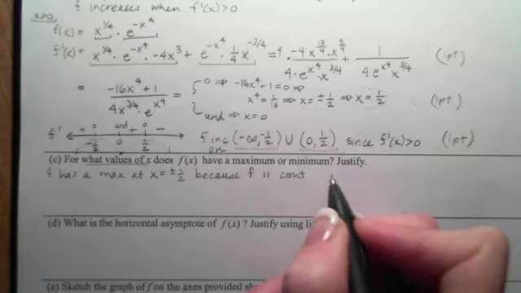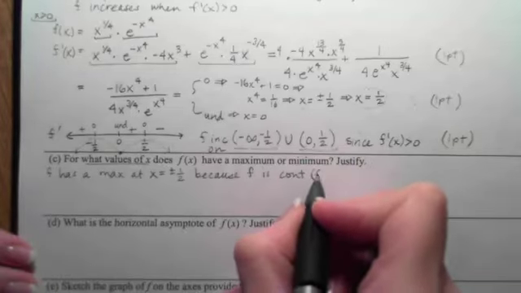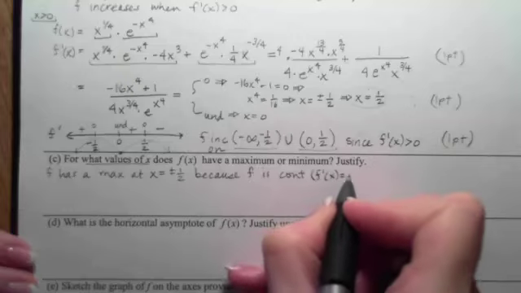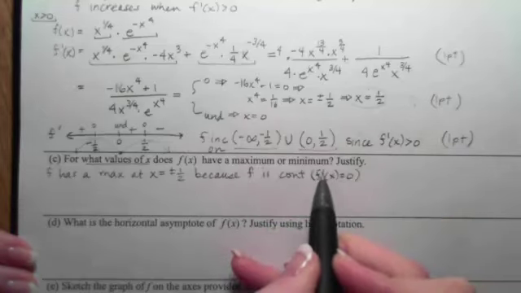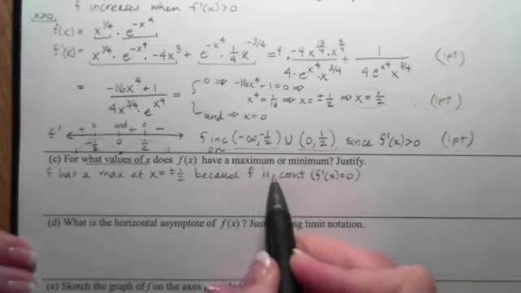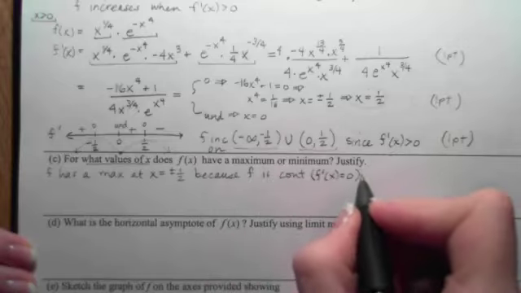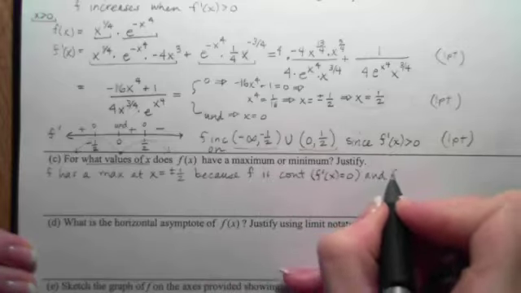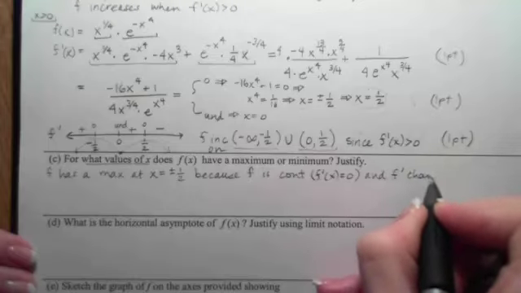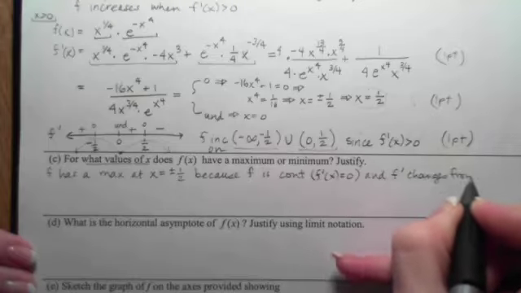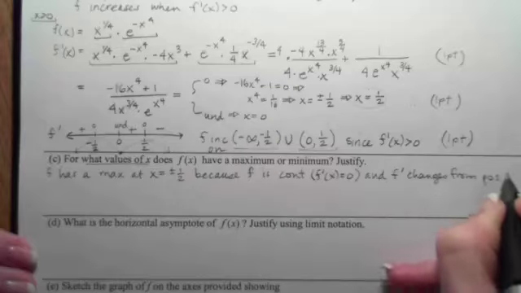Now in my notes I think I also have that f prime of x at those values equals 0, because differentiability will imply continuity, so really you could put either one of those statements. And f prime changes from positive to negative.